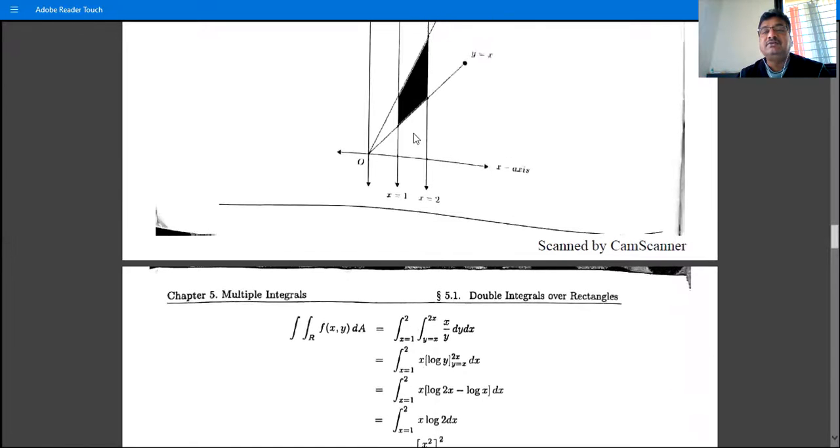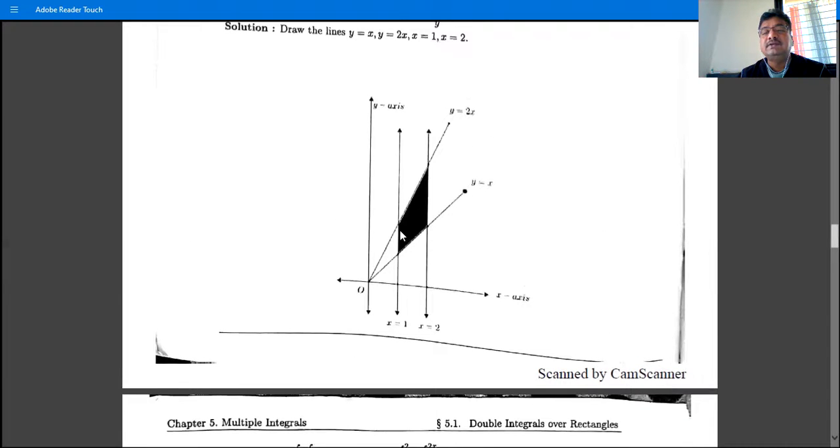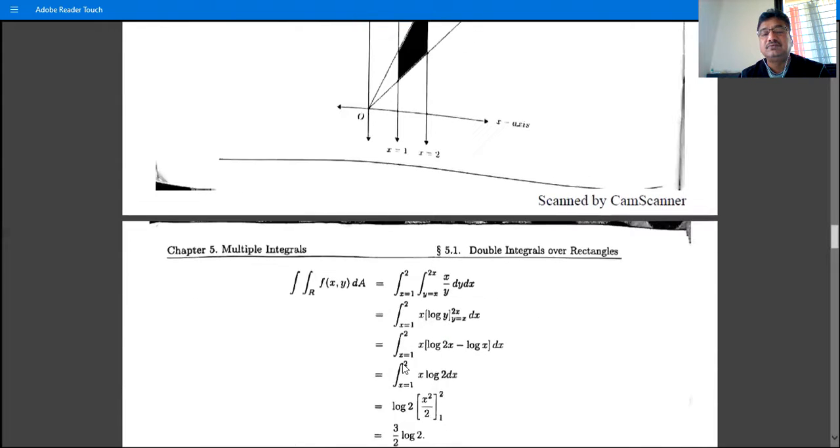So take a strip parallel to the y axis, like this. That is a vertical strip, from this to this. One end touches the line y = x, so y = x is the lower limit, and the upper end touches y = 2x, so 2x is the upper limit. The limits of y are y = x to y = 2x. To cover this region, we move this vertical strip from this point to this point. Therefore x runs from 1 to 2.